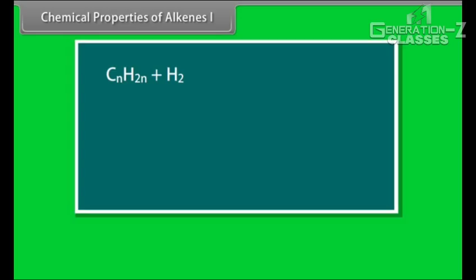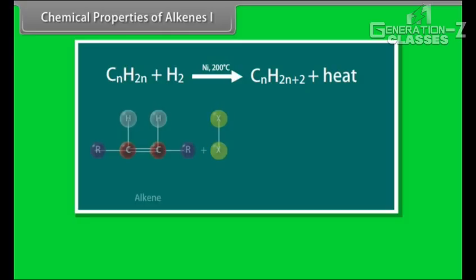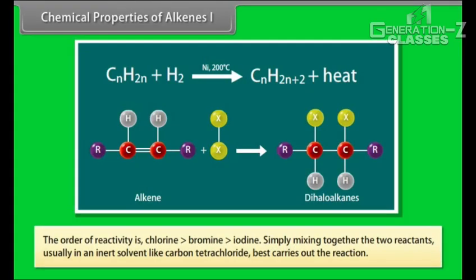Addition of hydrogen. Alkenes add hydrogen in the presence of platinum or nickel catalyst to form alkanes. The reaction, termed hydrogenation, is an exothermic reaction. Addition of halogens. Alkenes react with halogens to form dihaloalkanes. The order of reactivity is chlorine greater than bromine greater than iodine. The reaction is best carried out by simply mixing together the two reactants, usually in an inert solvent like carbon tetrachloride.